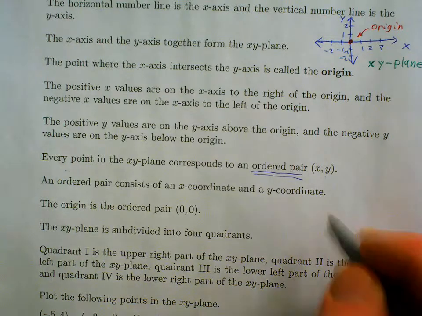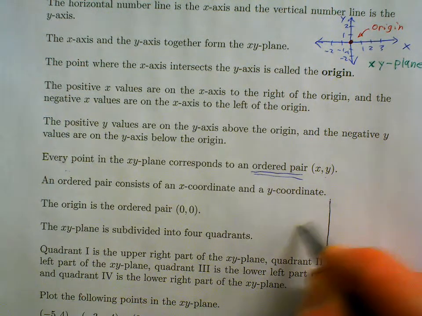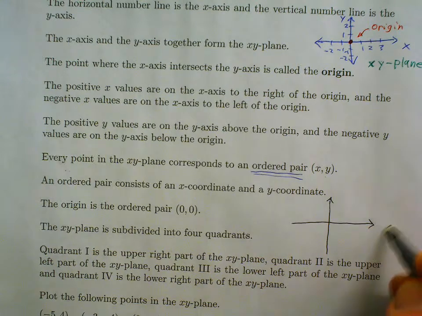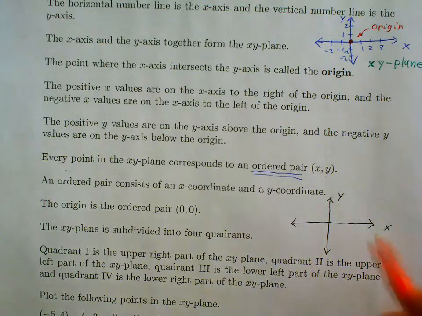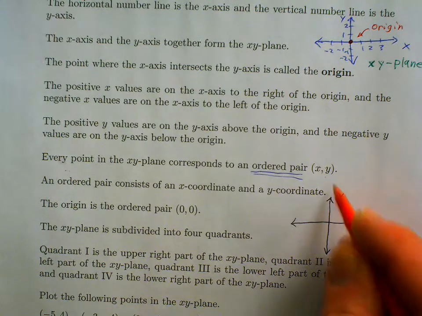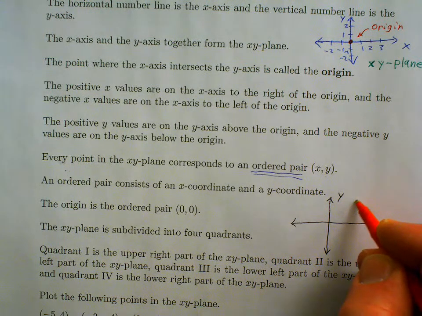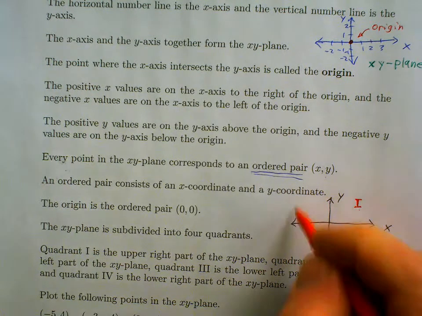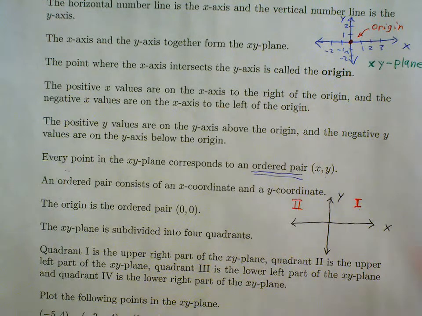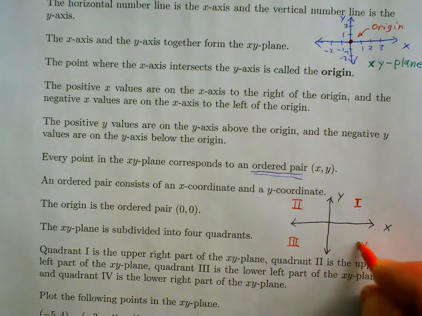So I'll draw a little picture here again. So we have the x-axis and the y-axis. The upper right quarter or quadrant is the first quadrant. So that's Roman numeral 1 for the first quadrant. And then counterclockwise, the upper left is the second quadrant. The lower left is the third quadrant. And the lower right is the fourth quadrant.